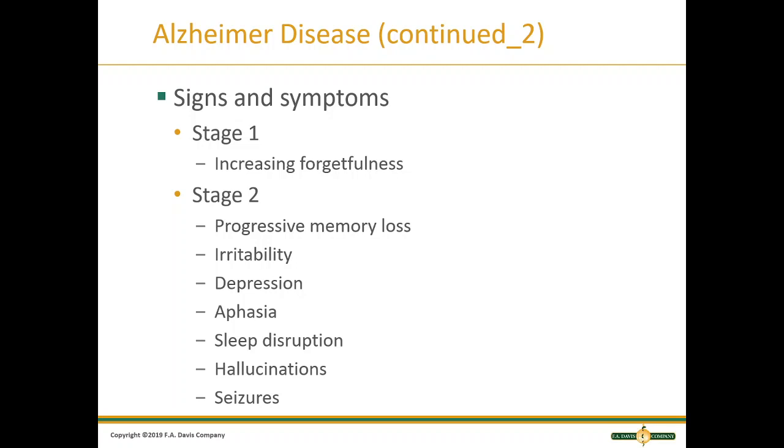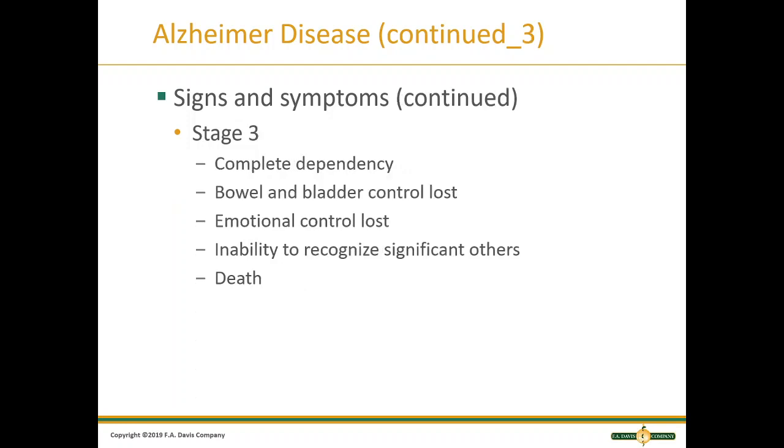Signs and symptoms, stage 1: increasing forgetfulness, like dementia, stuff that we talked about here, progressive memory loss, irritability. It just gets more intensified from this dementia stage. They will start hallucinating. They can have seizures. It's more severe. Now we're into stage 3. They're going to be completely dependent because they forget how to toilet.